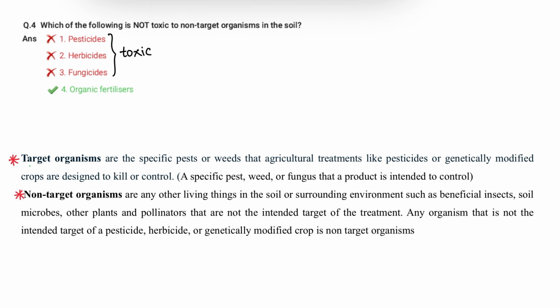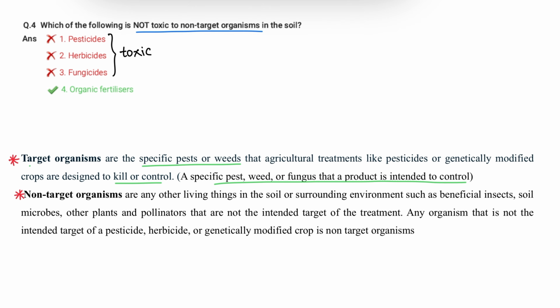Question number 4. Which of the following are not toxic to non-target organisms? Let us see the difference between target organisms and non-target organisms. Target organisms are the specific pests or weeds that agricultural treatments like pesticides or genetically modified crops are designed to kill and control. A specific pest, weed, or fungus that a product is intended to control is a target organism.